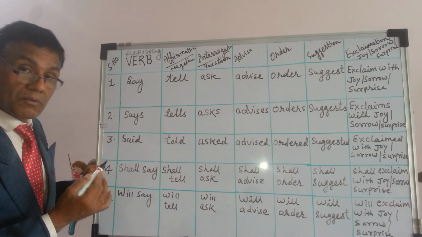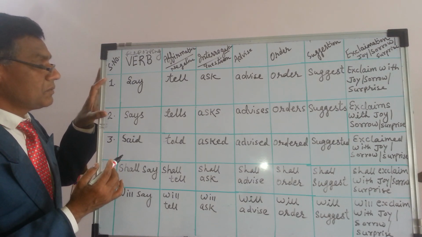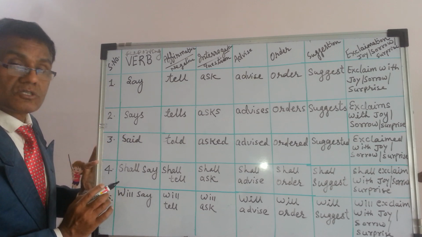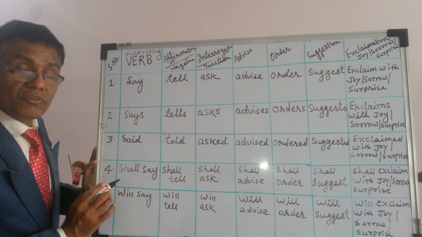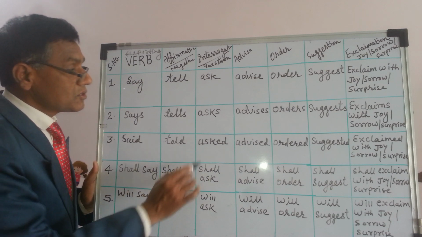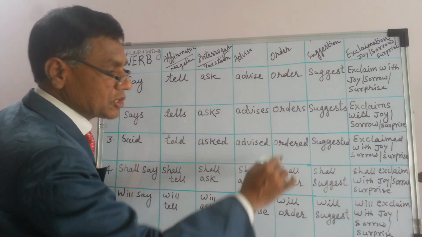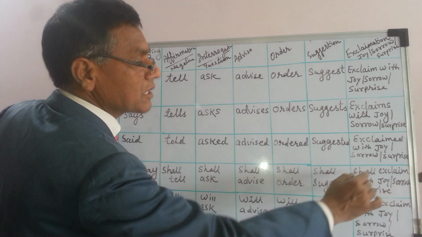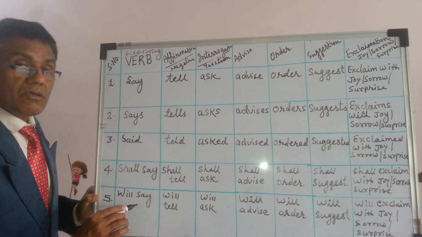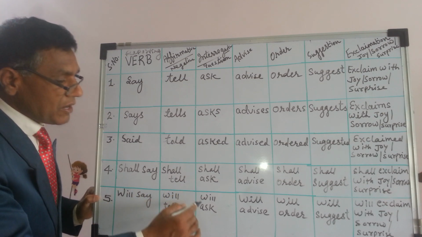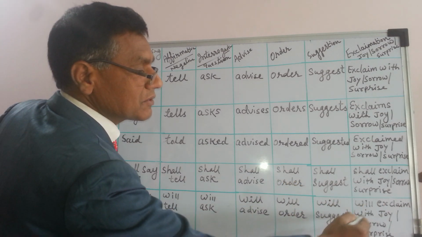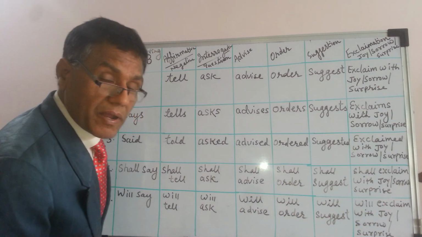Sometimes we talk about the future as well, where these two verbs are reporting verbs. These two belong to present tense. This is past tense. These two are of future tense. So shall say will be converted into shall tell, shall ask, shall advise, shall order, shall suggest, shall exclaim with joy, sorrow, surprise. And will say will be converted into will tell, will ask, will advise, will order, will suggest, will exclaim with joy, sorrow and surprise.